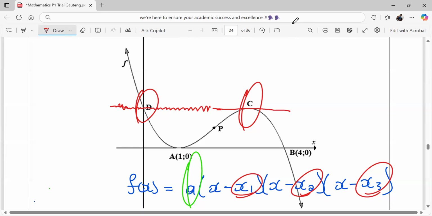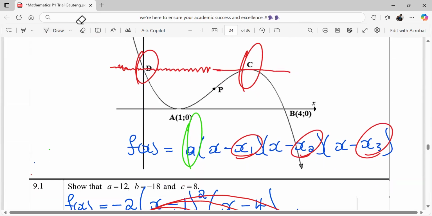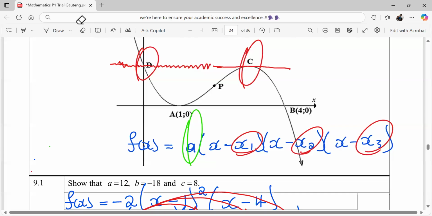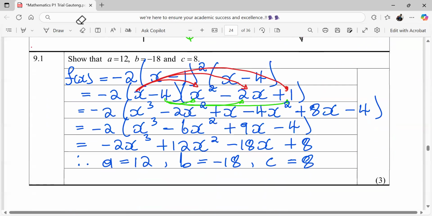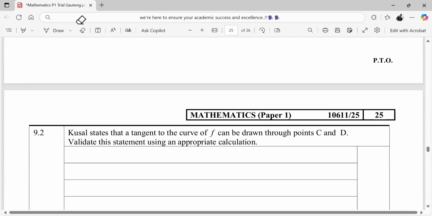Yeah, I know as I explain it, it seems like a lot of work. And as a matter of fact, it is a lot of work. I'm rather surprised it's awarded 3 marks. Maybe there's a shorter way of doing it. But since I couldn't figure it out, then I'll just show you the longer approach.